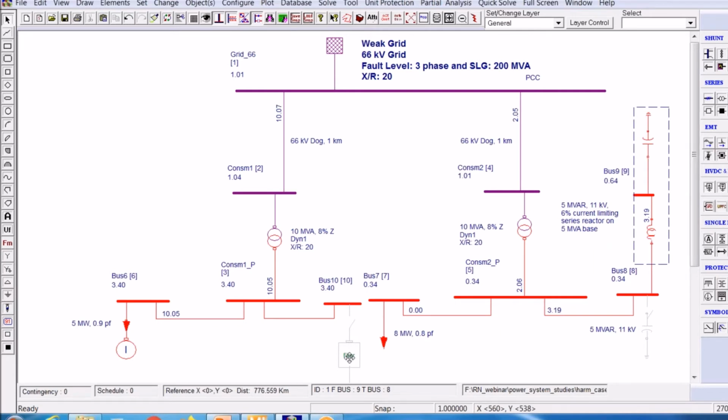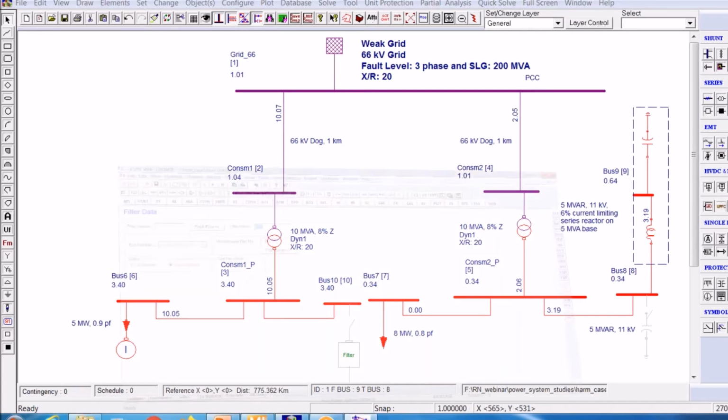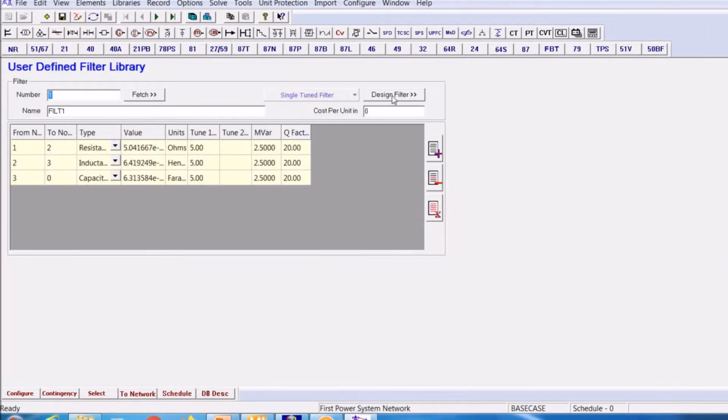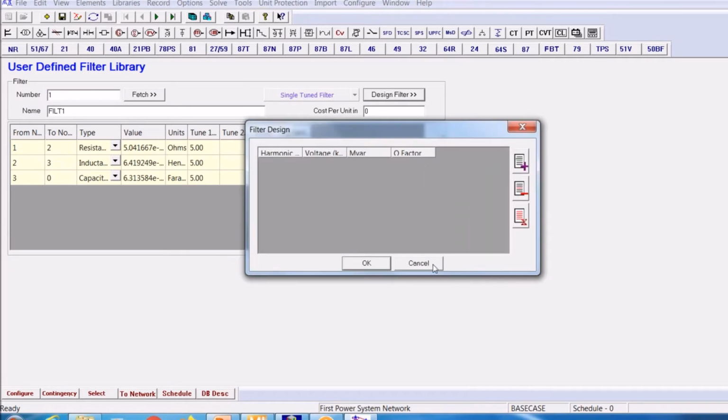How to design a filter? This is basically a 5 megawatt 0.9 power factor. Therefore, it requires about 2.5 MVR. Therefore, you can design a filter here which is going to resonate at fifth harmonic. At fundamental frequency, this filter is going to give 2.5 MVR at 11 kV, and at fifth harmonic it is going to resonate. Therefore, we can try to design a filter. There is a facility in our software MiPower to design a filter.